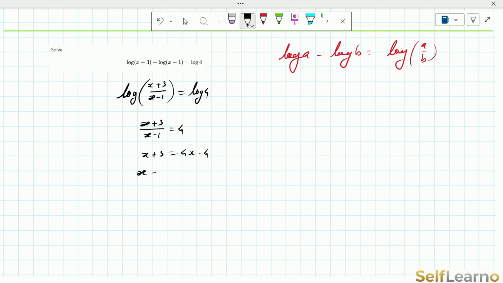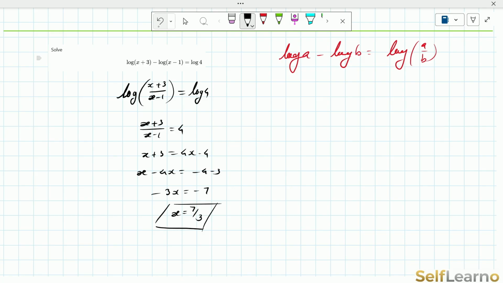Collect x on left, numbers on right. So negative 3x is negative 7, 7 only. So x is 7 by 3. Yes. Fractions are fine. No problem.